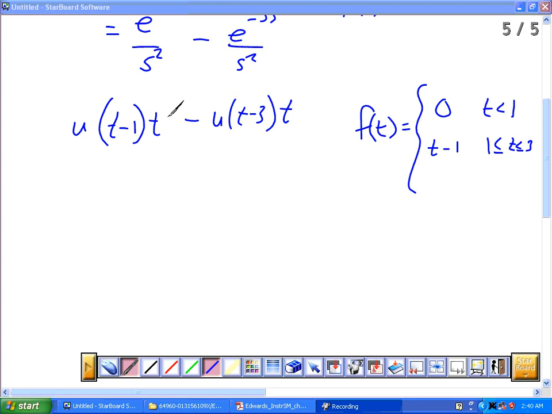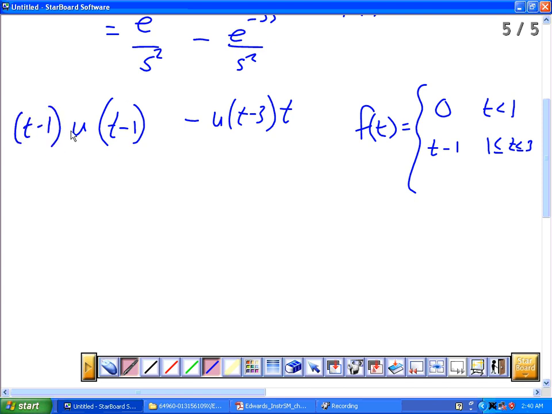A little small correction, I wasn't paying attention to myself. Remember, this function is u of t minus 1. That's its transformation times the function, which is also t minus 1. Okay, so it's t minus 1. That's the function when we are between 1 and 3. So notice that if we're less than 3, this function doesn't pay attention to us at all. We don't care about this function at all. Done. Okay, what if it's 3 or bigger?